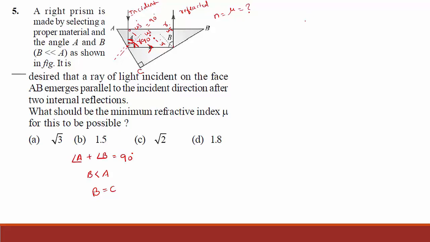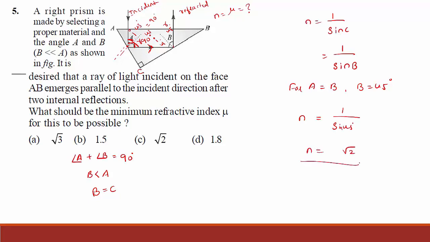So we know the equation n equal to 1 by sine C, or sine C we can write as sine B because B and C both are equal. So here it is given A equal to B. That means B equal to how much? The angle is 45 degrees from the diagram. So the refractive index n equals 1 by sine of 45, that gives root 2. n equal to root 2 is the minimum refractive index for this to be possible.